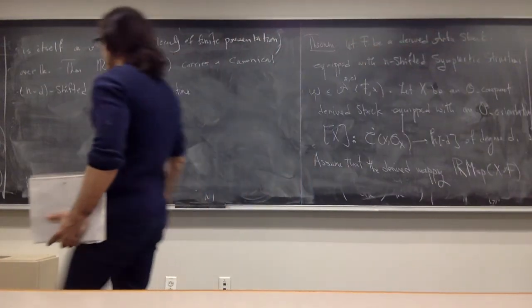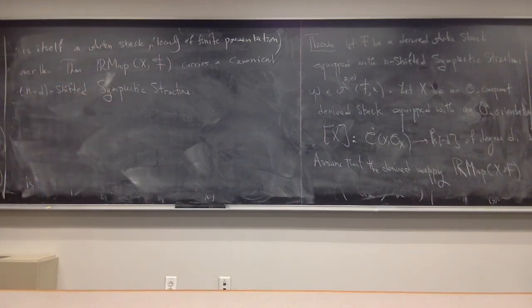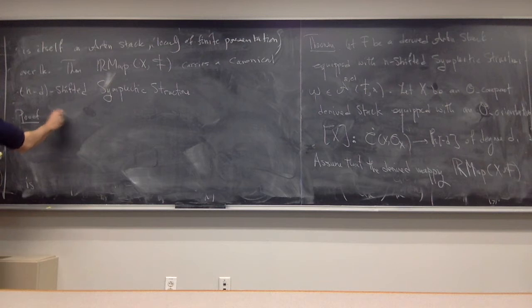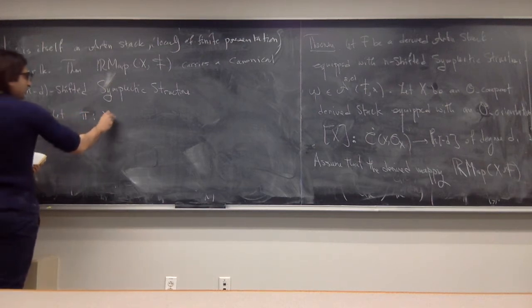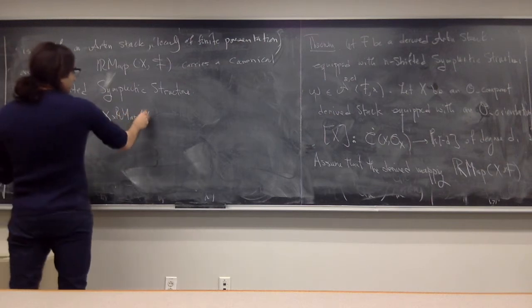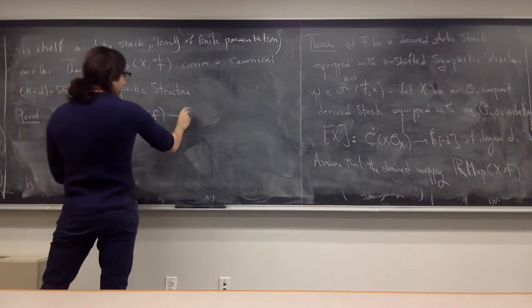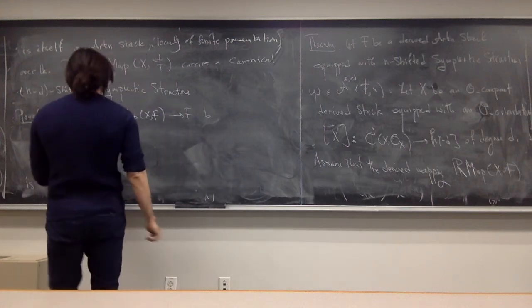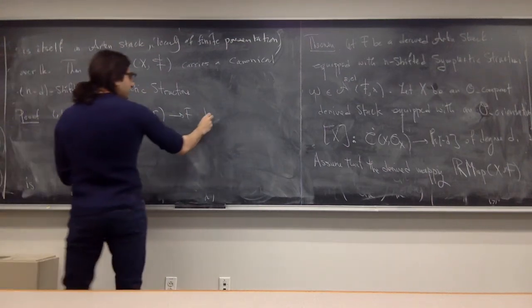So, this is highly important. I give you an idea of the proof. By the way, these are the PTVV constructions, in their paper in the Journal of IHES. Proof. Let pi from X times the mapping stack F to F be the evaluation morphism.